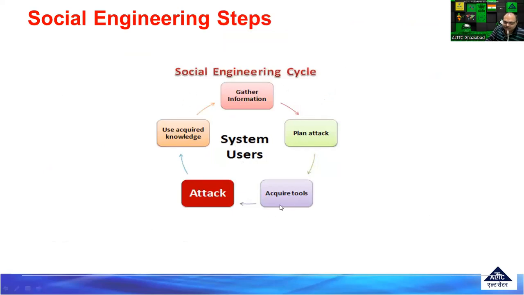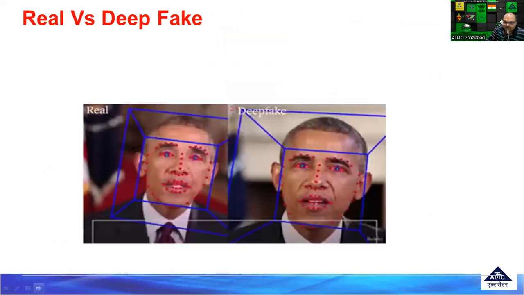Okay, this is the social engineering cycle. I think everybody knows up to this. I have already discussed real versus fake. This is real, this is fake. We have entered the world of deepfakes. A deep neural network is used to identify real or fake, and that can be identified. We have 16,000 points over the face, and with the help of OpenCV and many other libraries in Python and other programming languages, it can be identified.